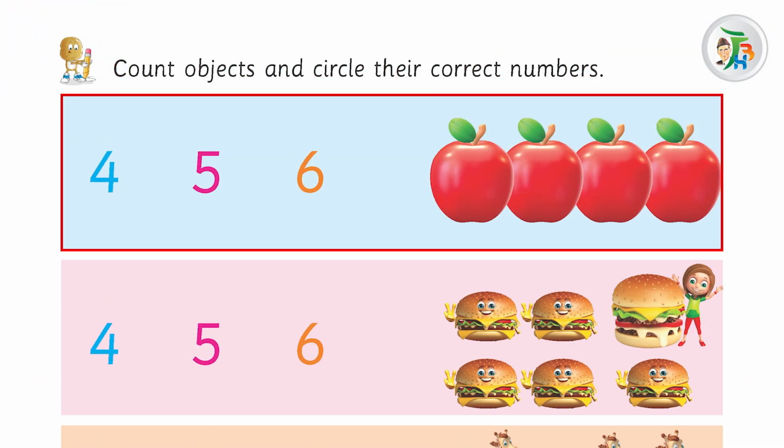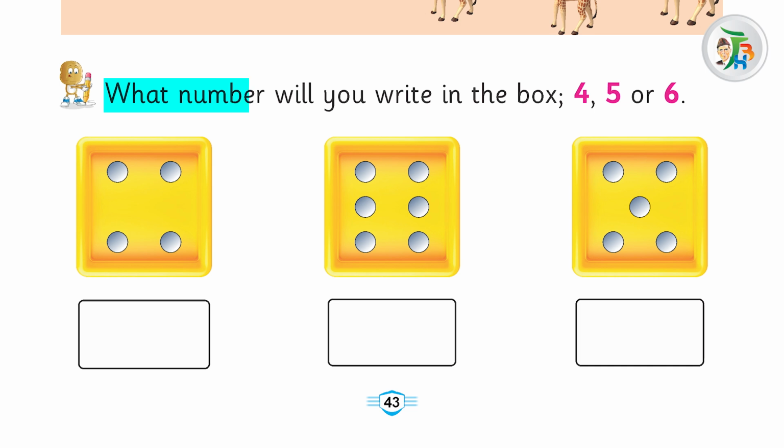अब आपने क्या करना है, फर्स्ट लाइन में एप्पल्स हैं, अब आप इसको काउंट करें और जितने भी वो एप्पल्स हैं उस नंबर को आप सर्कल करते हैं. अब आपने ये सारी एक्सरसाइज इसी तरह ही करनी है. The next is what number will you write in the box? 4, 5 और 6. ये जो डाइस है इस पे काउंट करें कि कितने डॉट्स बने हैं और जितने भी डॉट्स होंगे वो नंबर आपने नीचे लिख देना है.